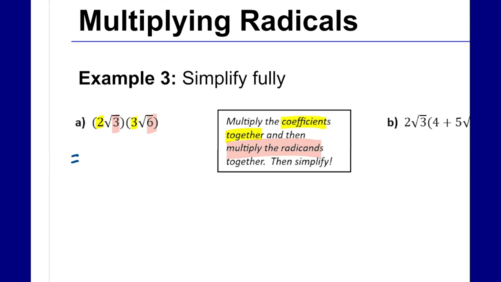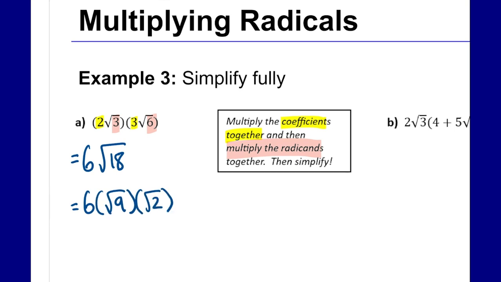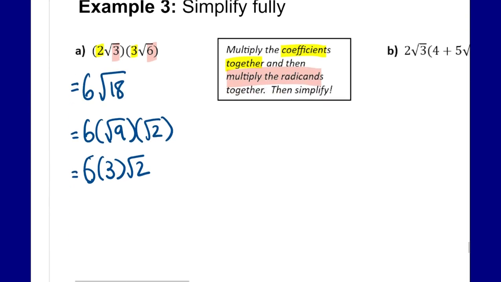So let's start with that. 2 times 3 is 6. 3 times 6 is 18, so this is 6 root 18. Now I can actually simplify this radical, because I can rewrite it as root 9 times root 2. Root 9 is a perfect square, so this simplifies to 6 times 3 root 2, which simplifies to 18 root 2. So even after you multiply, you might be able to simplify your radical after.